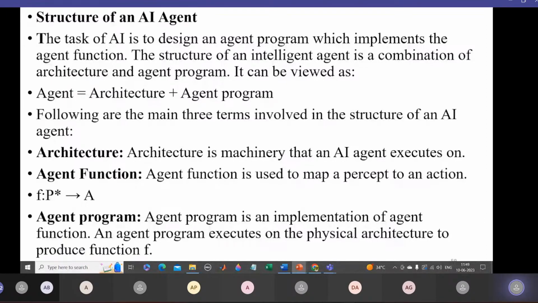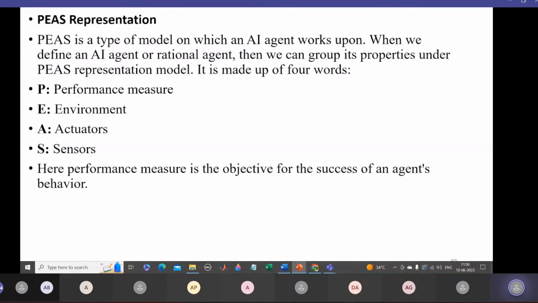And then we have this PEAS representation. P is for performance measure, E is for environment, A is for actuators, S is for sensors. So what is the performance measure? That is the objective for the success of the agent's behavior. So for an AI agent or rational agent, we can group their properties under this model. That is the PEAS representation model: performance, environment, actuators, and sensors.